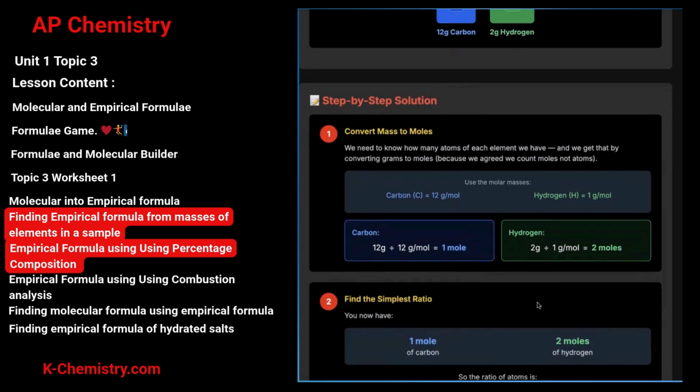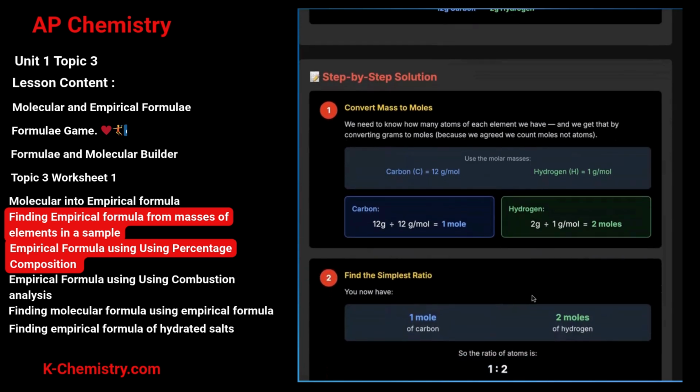Now let's try to find the simplest ratio. Yeah, it is 1 to 2. And we do this for more difficult ones by dividing by the smallest number. If the number is bigger, like I have 2 to 4 instead of 1 to 2, I'll divide both of them by 2, so the ratio will become 1 to 2.